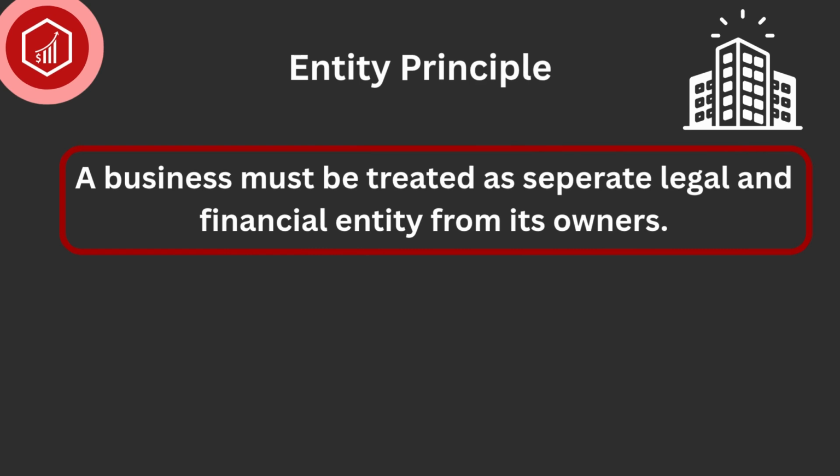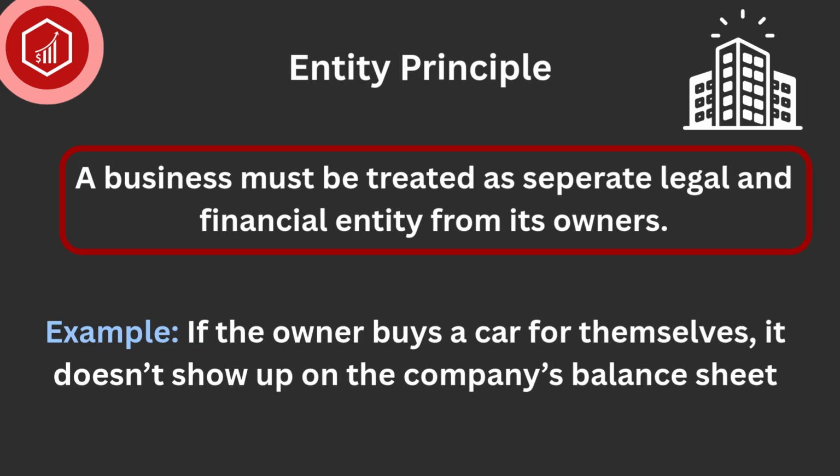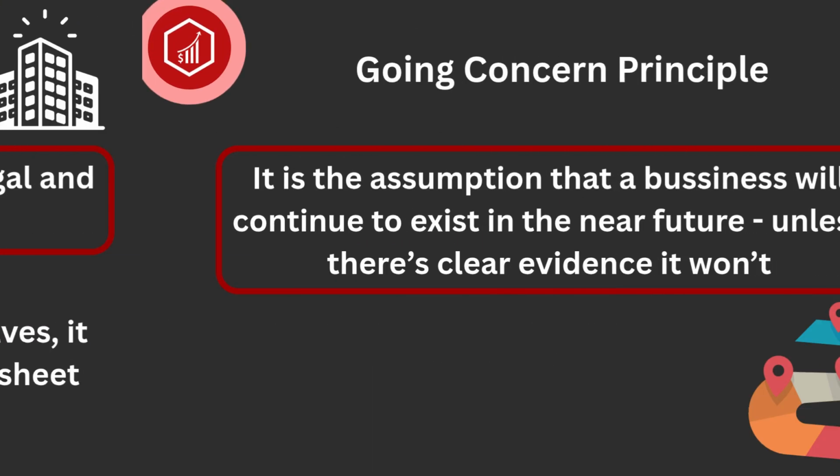So, the first principle we're going to discuss is the entity principle. This principle states that a business is treated as a separate legal and financial entity from its owners. That means the company's finances are not mixed with the owner's personal transactions. For example, if the owner buys a car for themselves, it doesn't show up on the company's balance sheet.